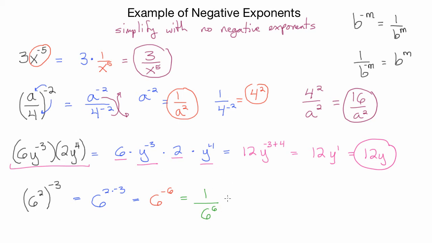And then for my final step, let's calculate what is 6 to the 6th power. I can do that. It is 46,656.